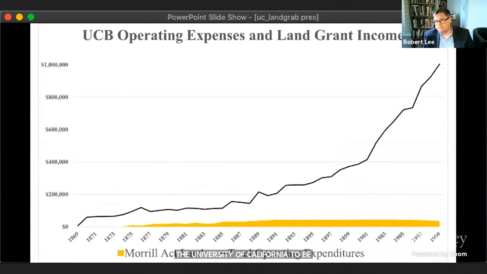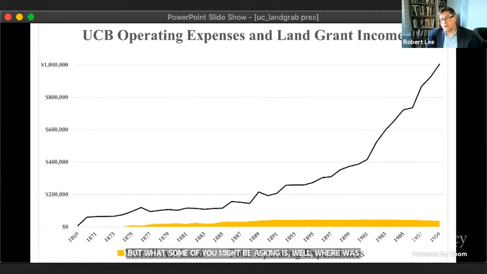Can we go to the next one? If you look at a longer time horizon, you can see how that income sort of flattens out, right? As the size of the university grows, as the operating expenses increase. What you see here is a 40-year period. But what some of you might be asking is, well, where was the rest of the income coming from?